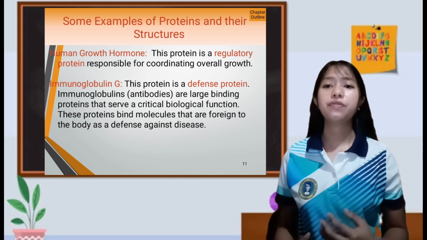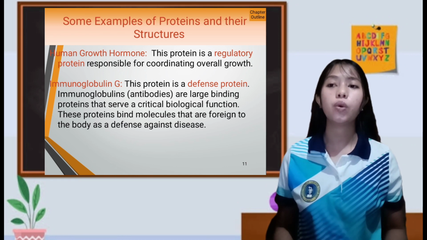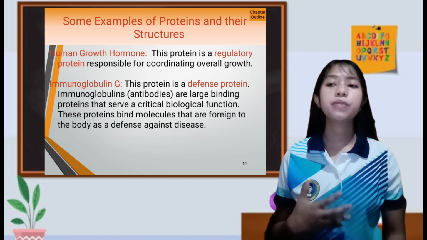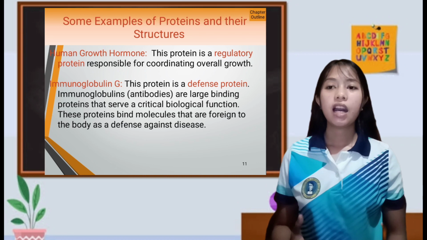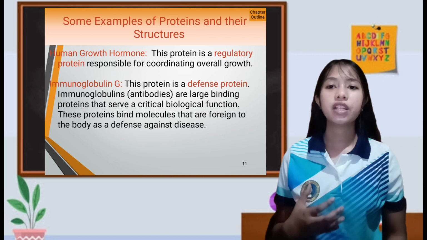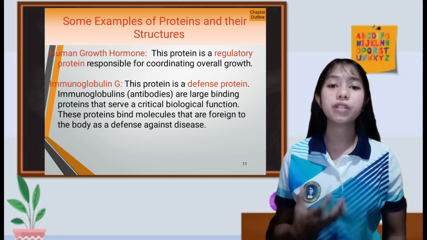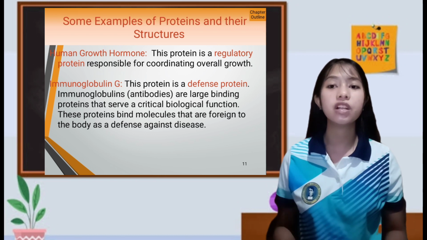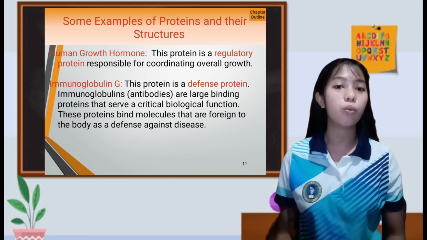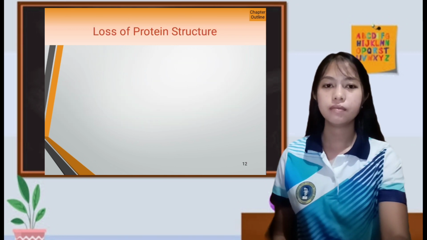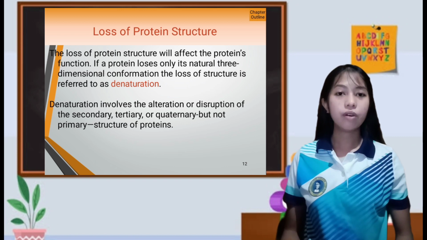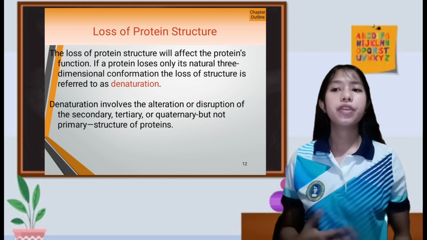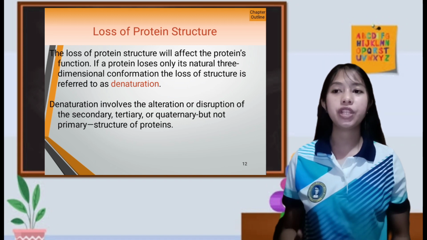So, what is the difference between fibrous protein and globular protein? Fibrous proteins are long, strand-like proteins that are insoluble in water, whereas globular proteins have a spherical shape and are soluble in water. Now, let's proceed. Loss of protein structure. The loss of protein structure will affect the protein's function.